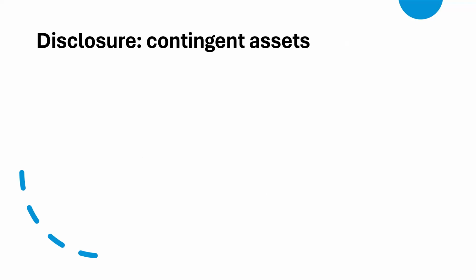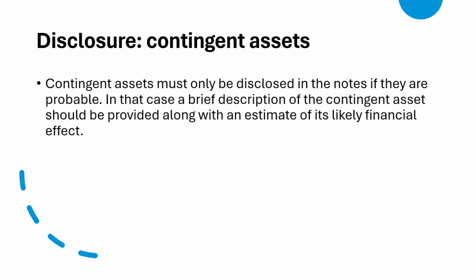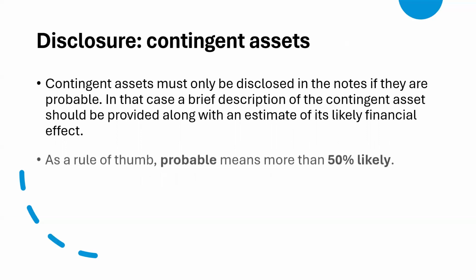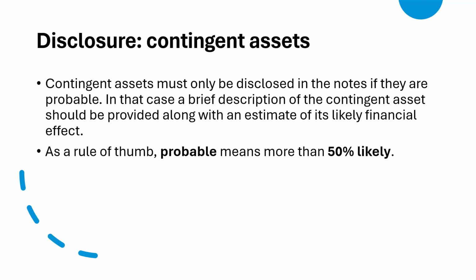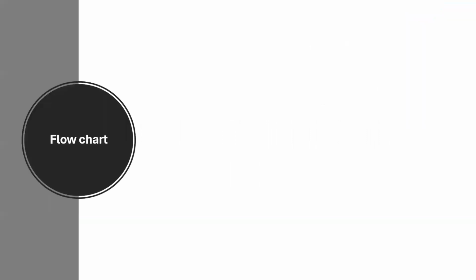Okay? Disclosure of contingent assets. Contingent assets must only be disclosed in the notes if they are probable, if there is some level of probability. In that case, a brief description of the contingent asset should be provided along with an estimate of its likely financial effect on the financial statements. So as a rule of thumb, probable means more than 50% likelihood that an event will occur.